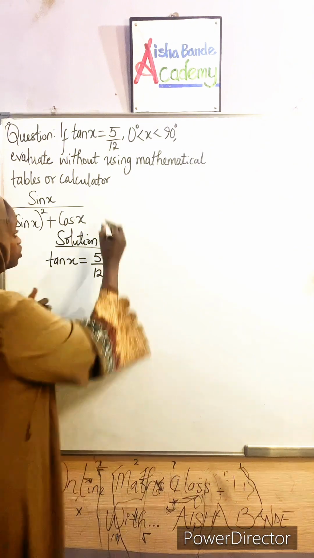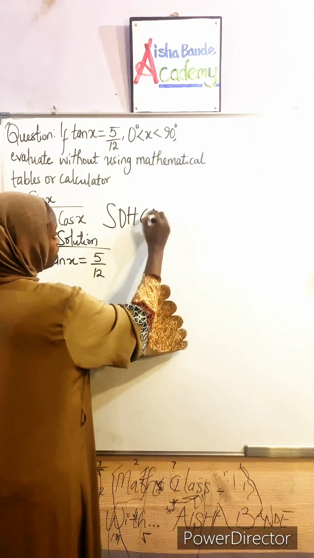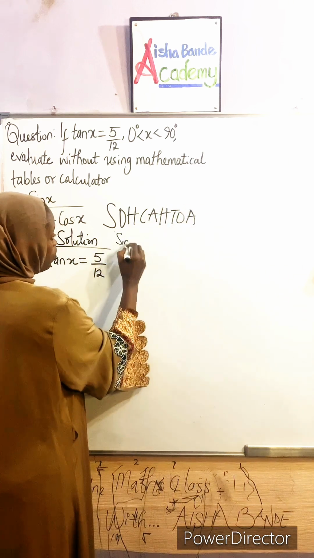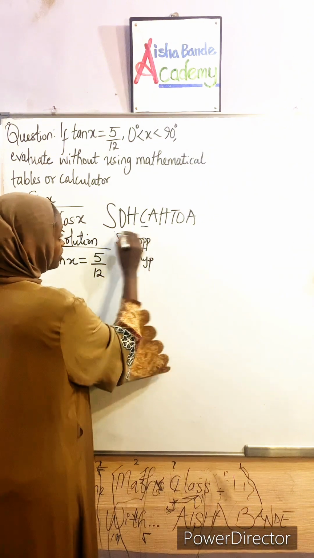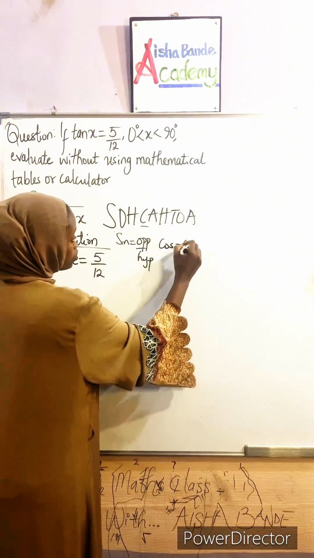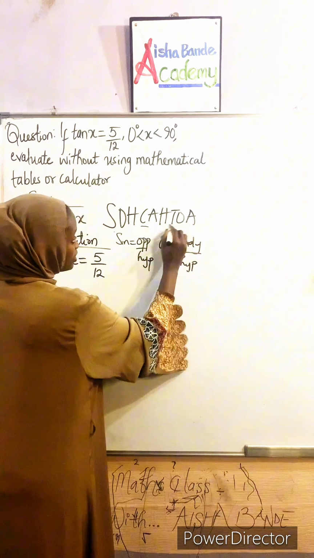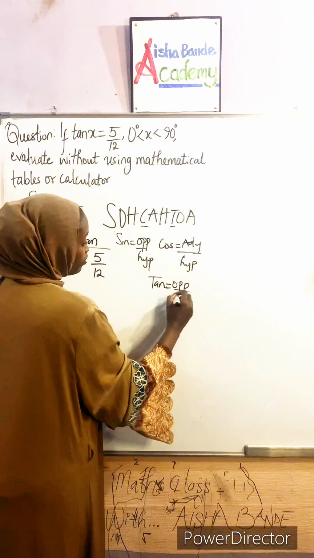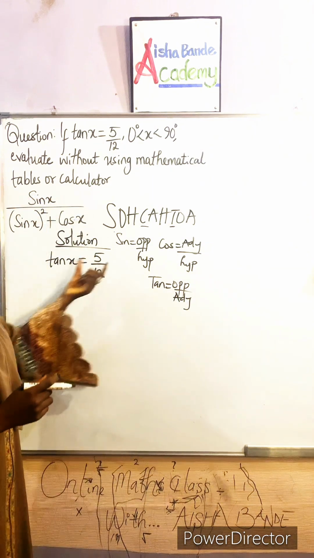This is just to remind us of the trigonometric functions where we have our SOHCAHTOA: sine is equal to opposite over hypotenuse, cos is equal to adjacent over hypotenuse, and the last one is tangent, tan is equal to opposite over adjacent. So now we are given that tan is 5 over 12.